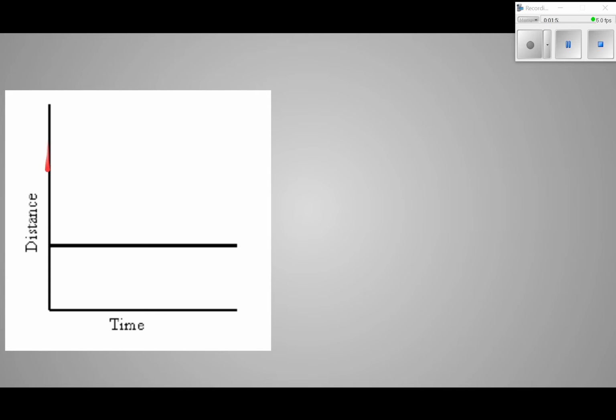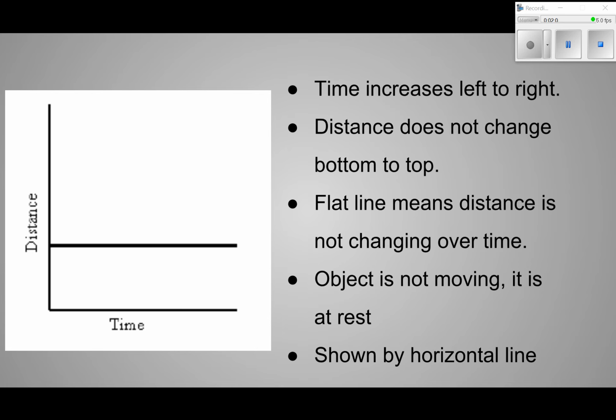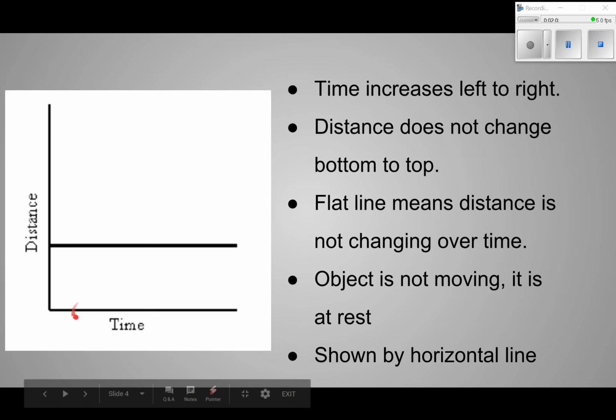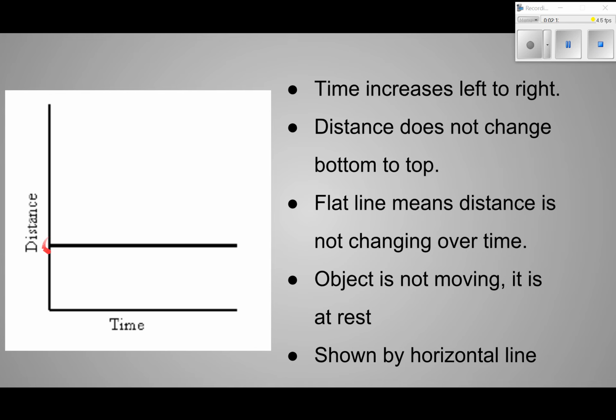So now draw yourself a graph that looks like this, and this time we just have this horizontal line. Here's what that shows us. The time increases as we go left to right. So over here is the beginning, and here's the later time. Distance doesn't change though, bottom to top. So notice the distance at the beginning is the same as the distance at the end. We did not go up or down. It's a flat line. So that flat line means the distance is not changing over time.